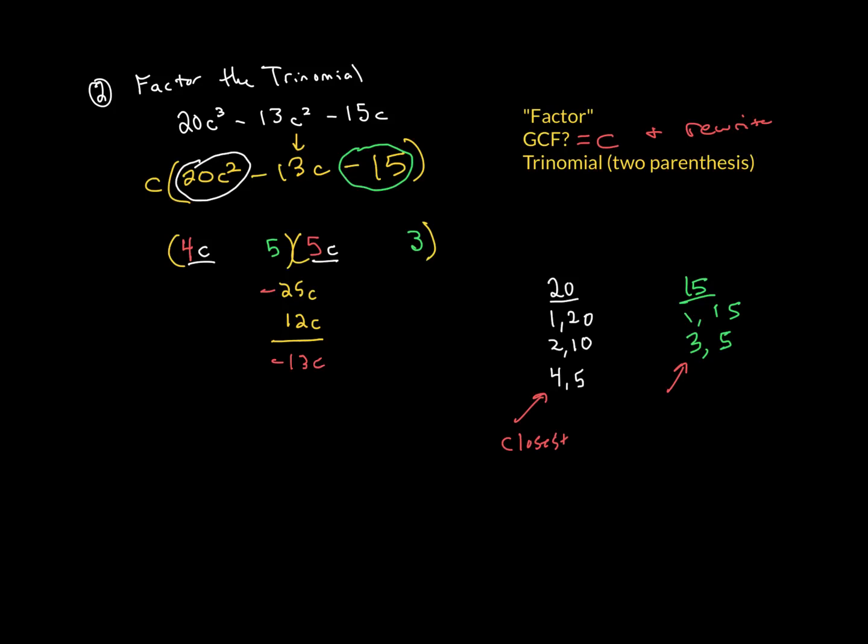So if we're going to make negative 25C, we need that 5 to be negative, so that it's negative 5 in the middle times the 5 in the middle. Negative 25. And if we're going to make positive 12C, then we need a positive 3.